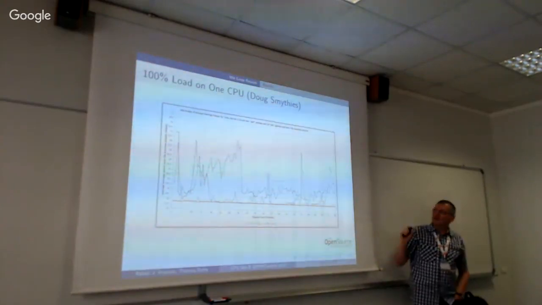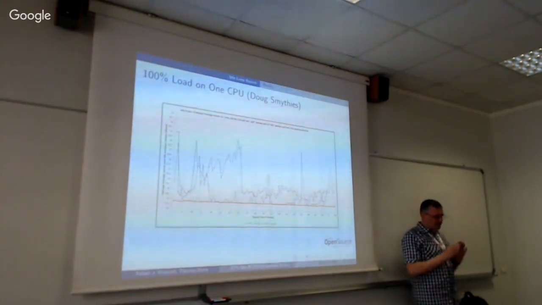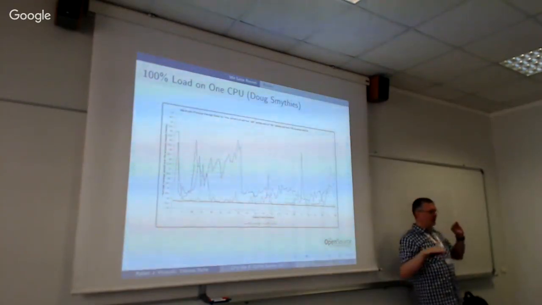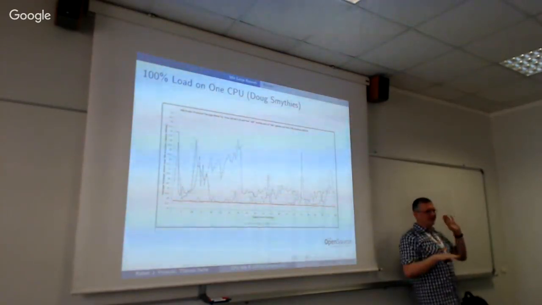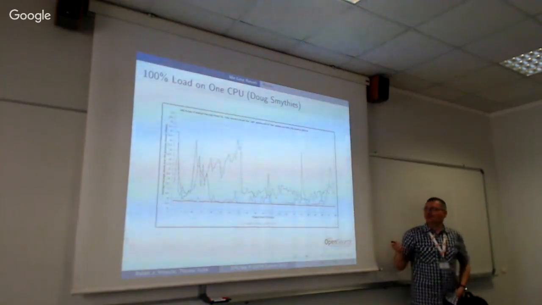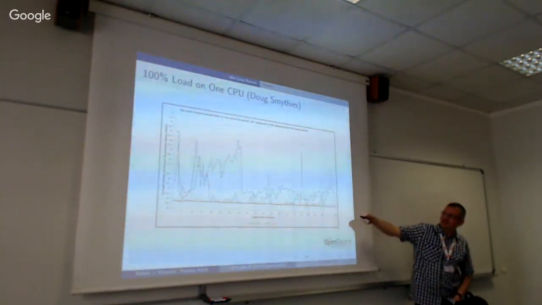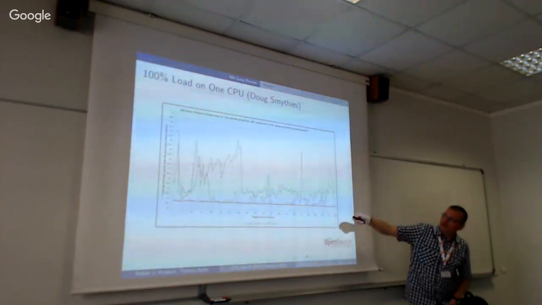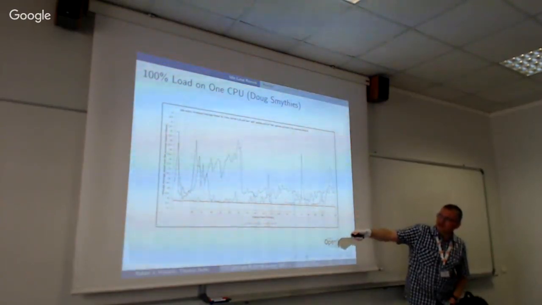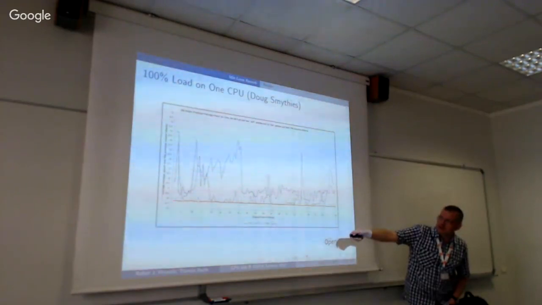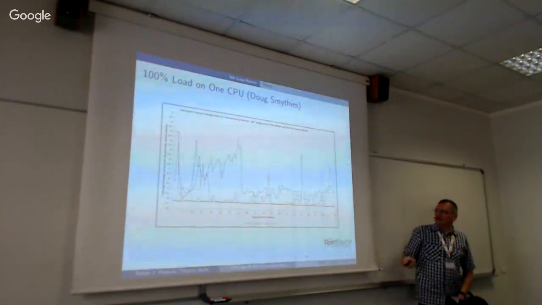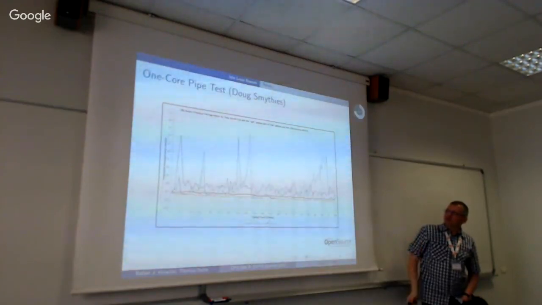So Doug used a workload with one CPU running 100% loaded and the other CPU idle to trigger this. And what he saw was power consumption going up to 32 watts on the system, where it should stay at something like 26. So this is this workload.